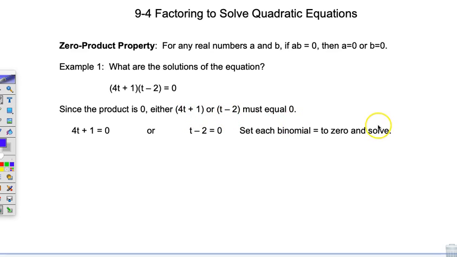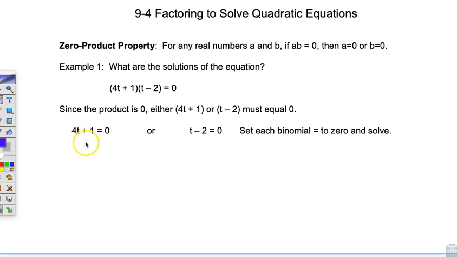So when you have a problem that looks like this, you're going to take each binomial and set them equal to zero separately, and then you're going to solve each individual equation, which for you guys is actually quite simple because you have been solving equations for quite some time.